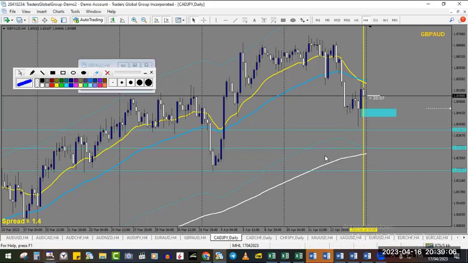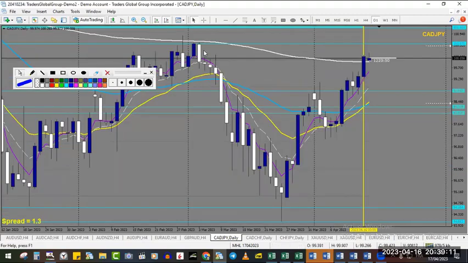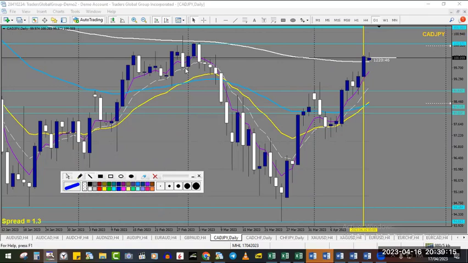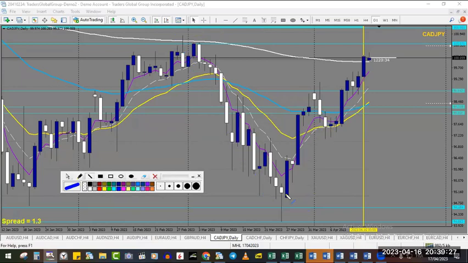Now, CAD/JPY. Okay, so CAD/JPY, we have a weekly impulsive move going down from here all the way down to here, but it rejected the previous low with a very significant spike and then an engulfing, and then price is flying up. And the move that goes up is very impulsive, very strong. Now we had a retracement, and now we have a second impulsive move going up.